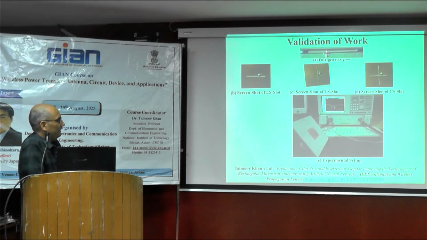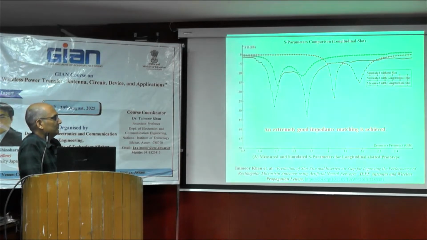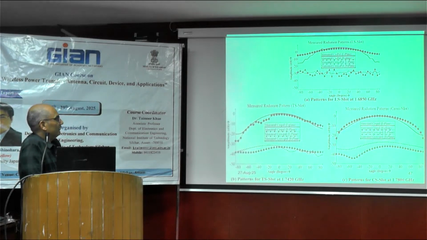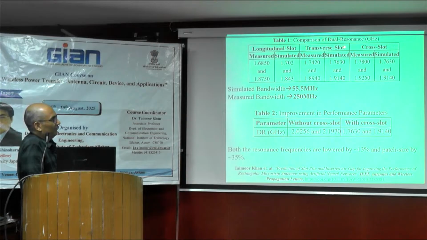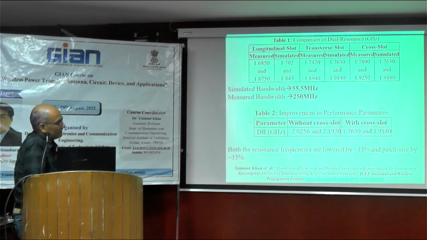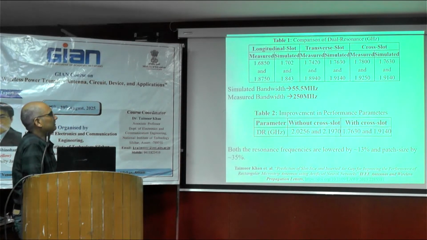Then this is the fabricated setup as well as the fabrication. I can skip it quickly because it is just a mapping of simulated and measured performance for different parameters. Then comes the comparison of dual resonance, measured and simulated values, in the case of longitudinal slot, transverse slot, as well as the cross slots. The bandwidth is changed a bit. Simulated bandwidth was 55.5 megahertz and measured it is 250 megahertz, due to some tolerances that usually occur during testing as well as fabrication of the prototype.